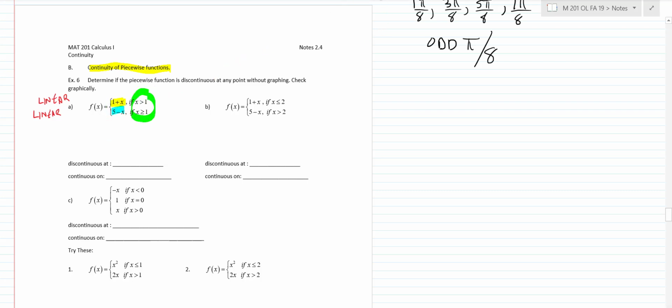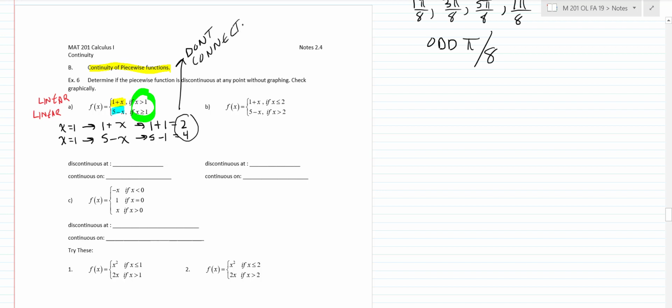So this is what you want to do, and you don't have to graph. You just say, okay, x is 1. Plug it into the first piece. The first piece is 1 plus x. Plug it in, you get 1 plus 1, so you get 2. Even though that doesn't say greater than or equal to, still plug it in because we want to see if these connect. Then x equals 1, plug into your function. Now we've got 5 minus 1, so that's equal to 4. What that means is you are discontinuous at 1 because they don't connect. They're different, so these two graphs are not going to connect to make it continuous. So we'd say discontinuous at x equals 1.